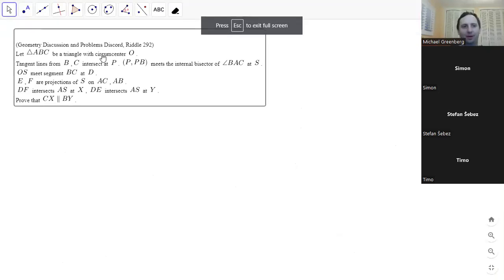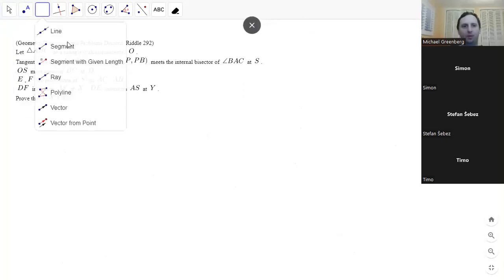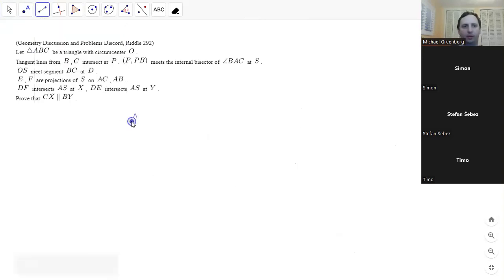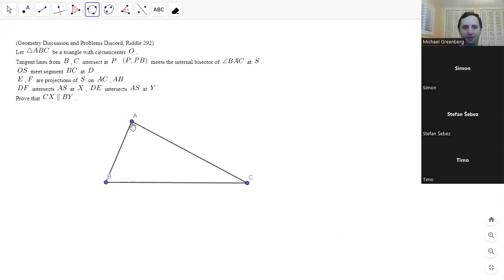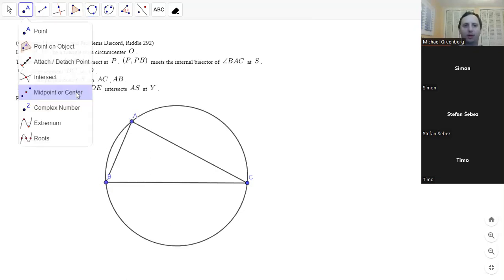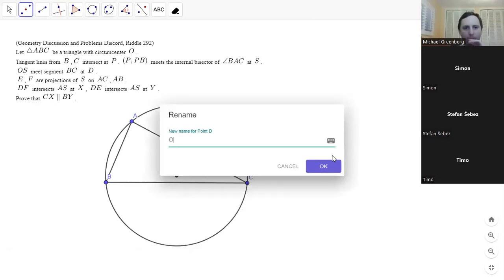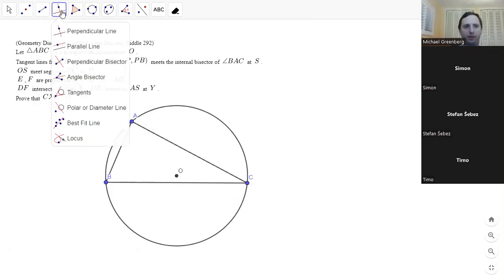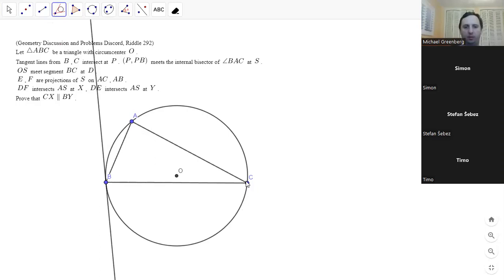All right, so here's the next problem. We have a triangle ABC with circumcenter O. Stefan, did you see this one? I think no. Okay, that's good. So this is O, and again, we draw the tangents at B and C.